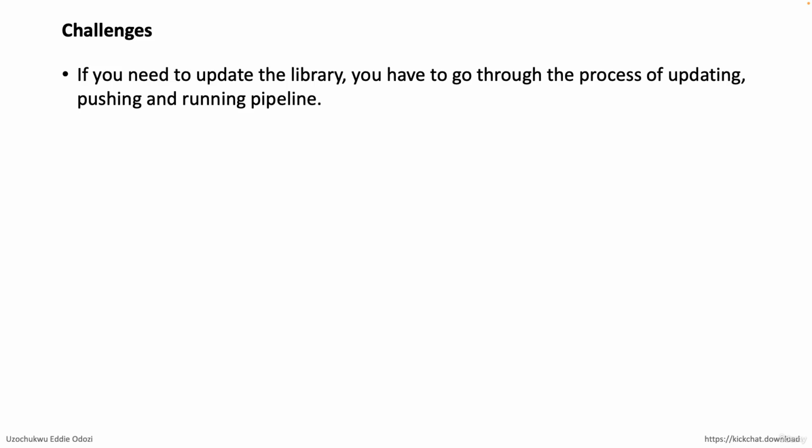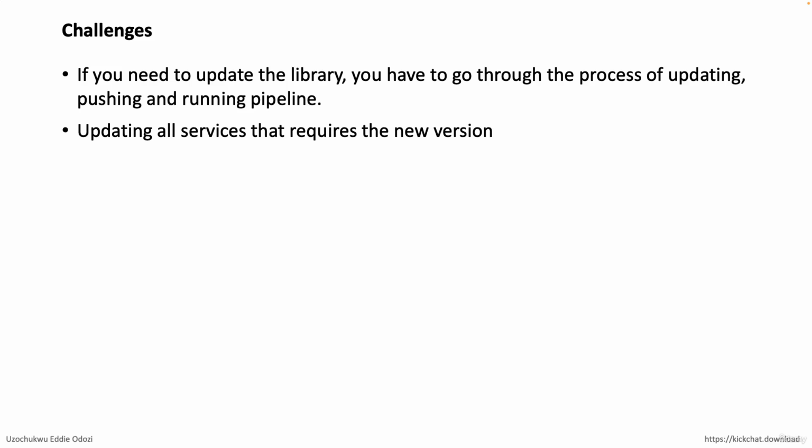If you want to add a new property to an interface or create a new function, then you will have to go through the process of updating the library, pushing the code, and then running the pipeline. Another challenge here is updating all services that require the new version. Every time we update, we will have to increase the version number inside the package.json file for the library, and then you have to update all the services that require that new version.